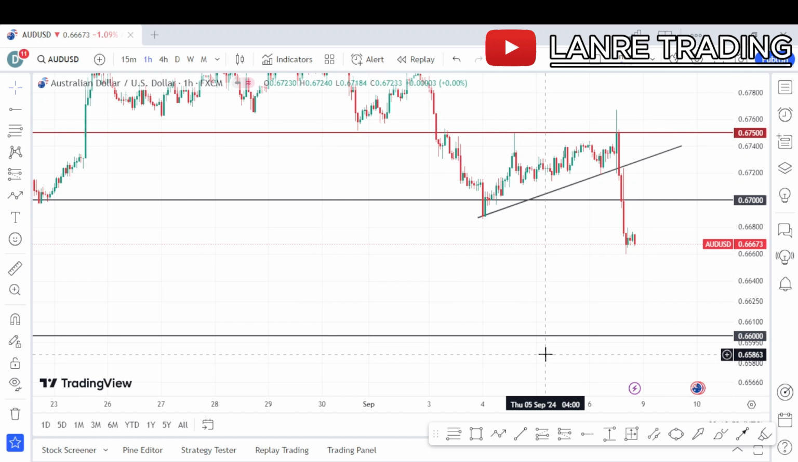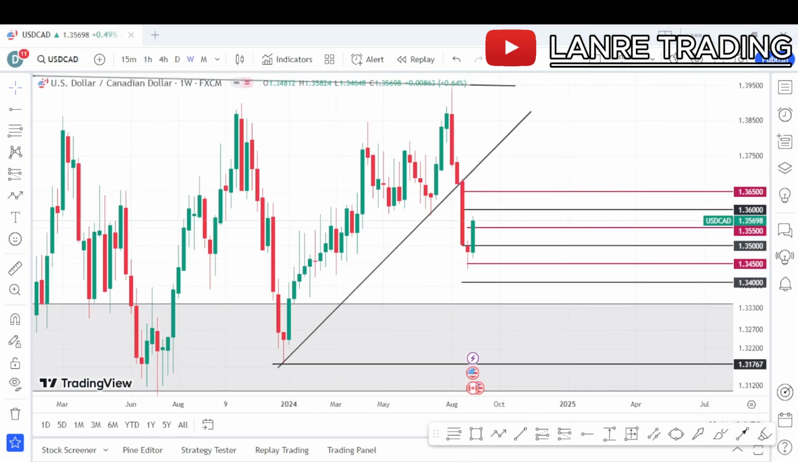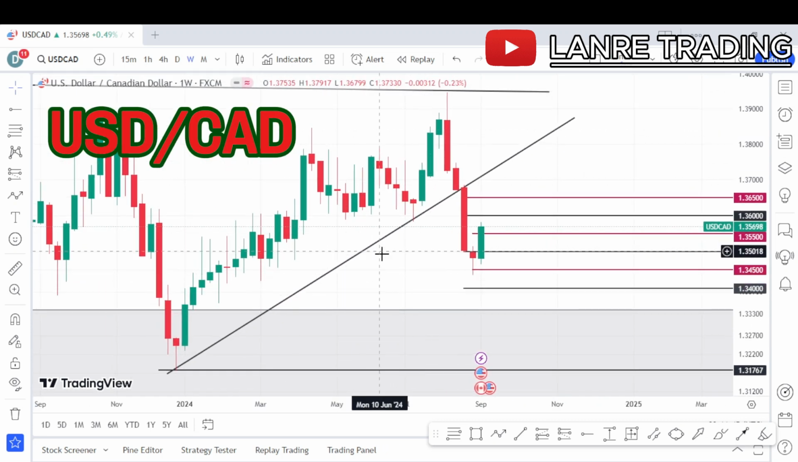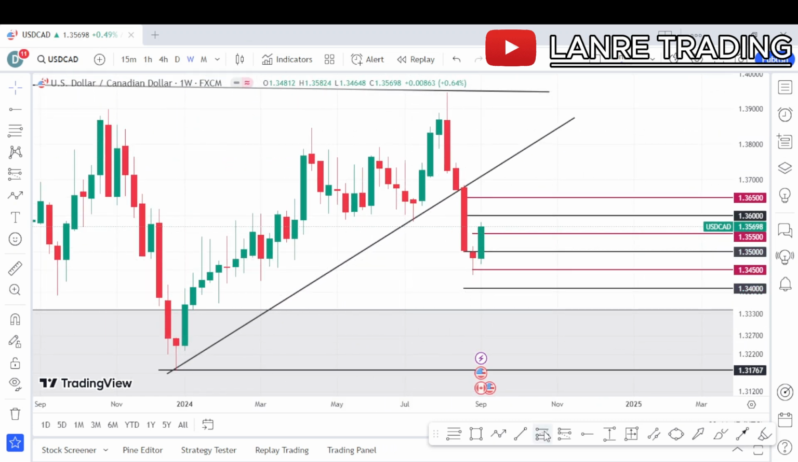So I'll be moving on to USD CAD right about now. So guys, this is USD CAD, and on USD CAD I'm on the weekly time frame. I just want to show you something real quick. On USD CAD, I want you to take note of something.